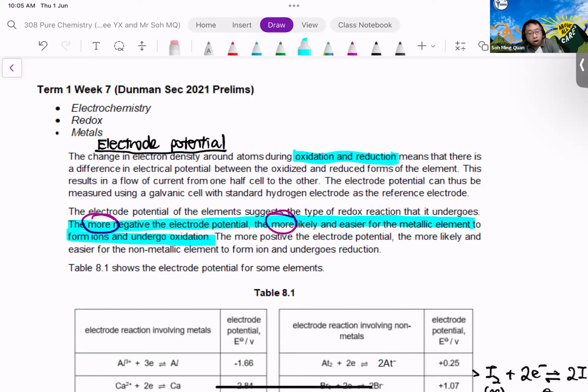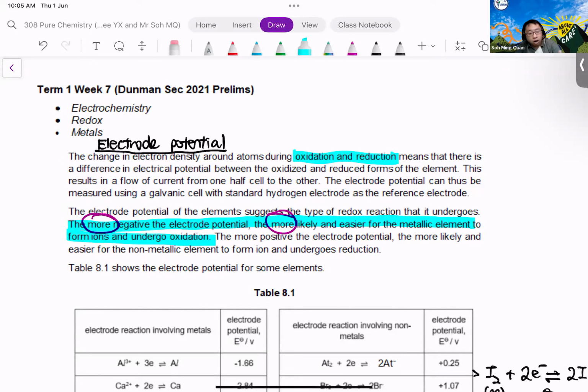Now, electrode potential is called E0. It's pronounced as E0. It's not written as pronounced only. Now, this is a general trend. Why does Mr. So add that this is a general trend? General means it's true for the majority. For the majority of metals, the more reactive the metal is, the more negative the E0 value of the metal. However, there are exceptions.